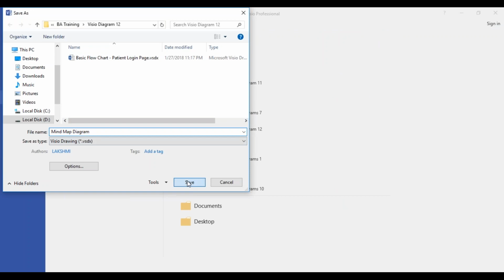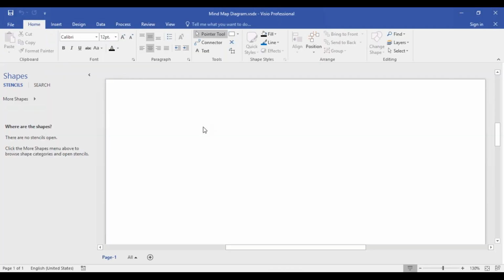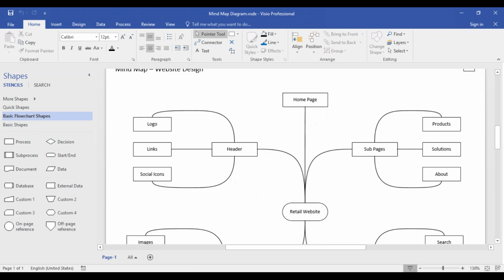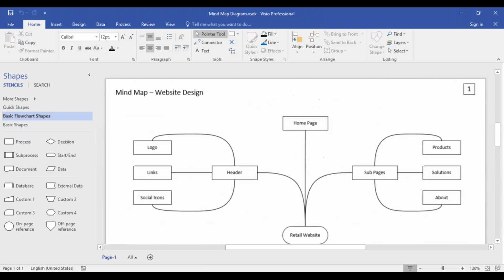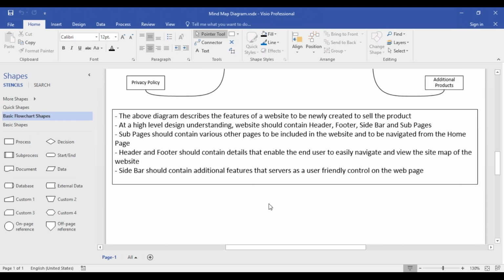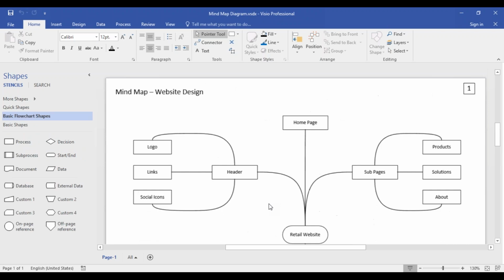So why is it called a mind map diagram? We will see that. What you have visualized by having a discussion with your stakeholder, you have visualized something in your mind, or you've got an understanding in your mind. And instead of putting that in simple paragraphs, 10 lines, 20 lines, it will be very presentable if you can create a simple mind map diagram.